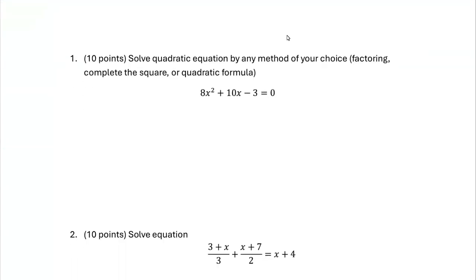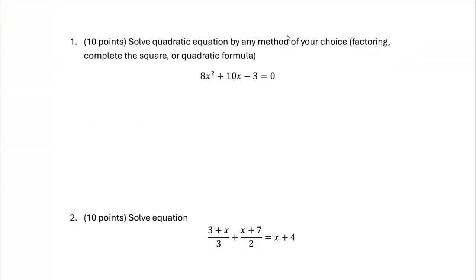So the first question of the exam, number 1, you are going to solve the quadratic equations by using any method of your choice. So I will think of the method factoring first. Let's say factoring is helpful to solve these problems. So quickly, I notice I have a number 8. That means I am going to use AC method.